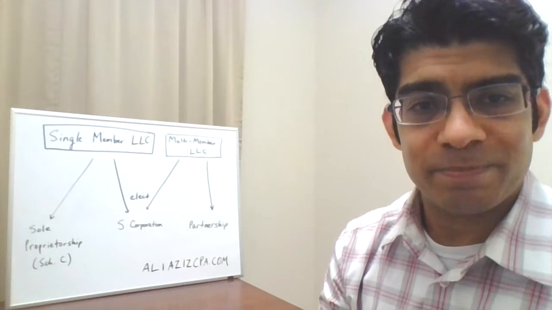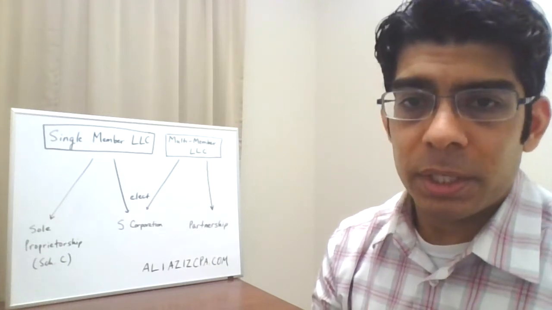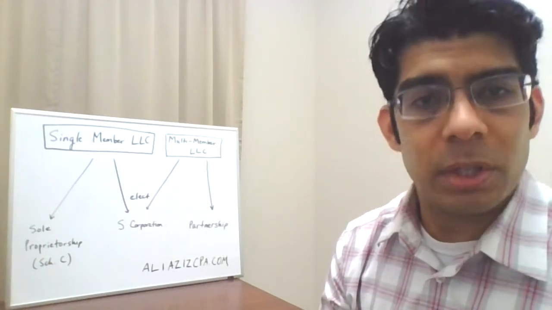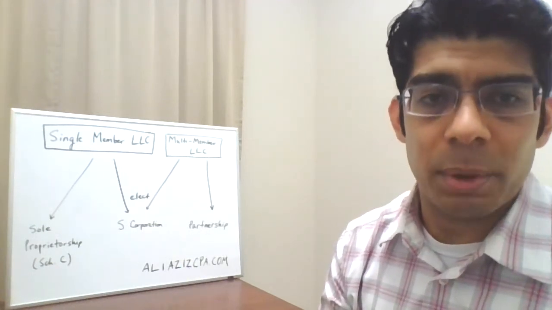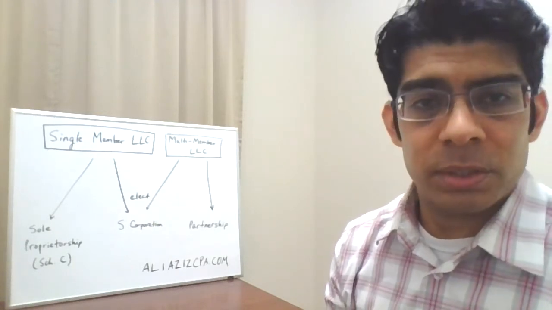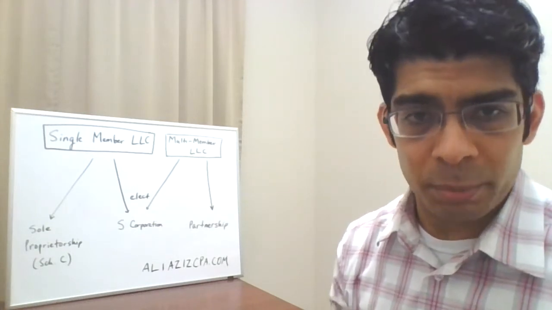So let's dive in. LLC stands for Limited Liability Company, and basically there are two main branches of LLCs. The first is a single member LLC and the other is a multi-member LLC. Okay? Single member LLC means that it's one person in the LLC. Multi-member means there's more than one member.